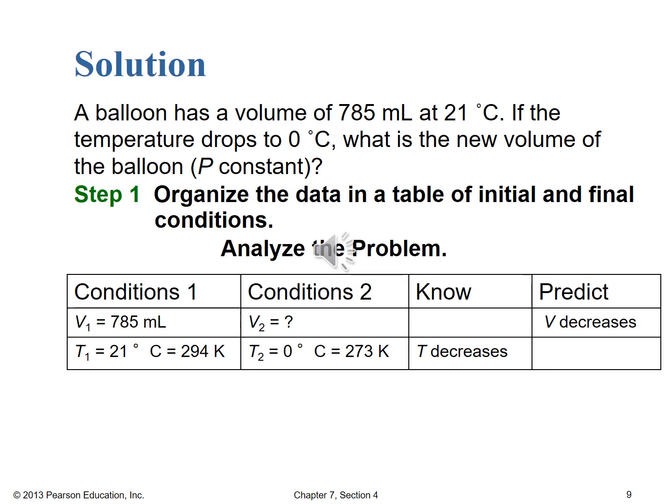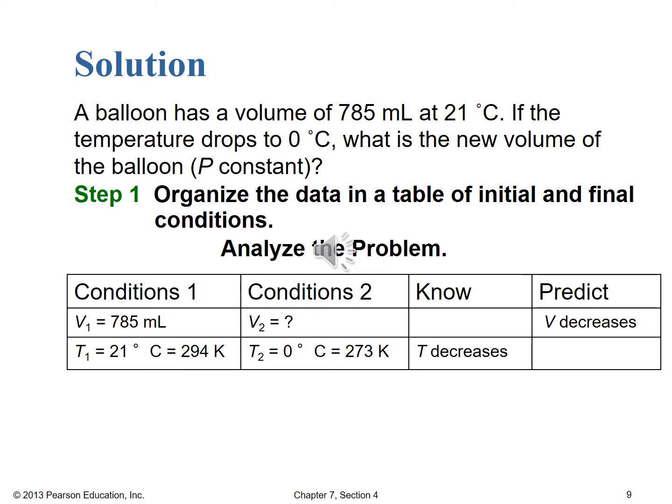All right, I hope nobody was fooled by those temperature values, right? I have warned you already. Do not trust Celsius. It is the Kelvin scale only that we use in gas laws. So conditions: V1 equals 785 milliliters. T1 of 21 degrees Celsius converts into 294 Kelvin. V2 is what we're solving for, just like in the one we worked together.